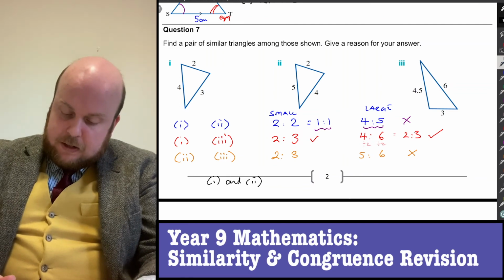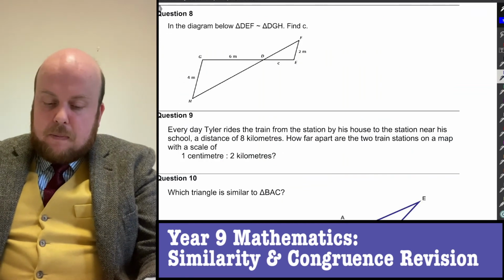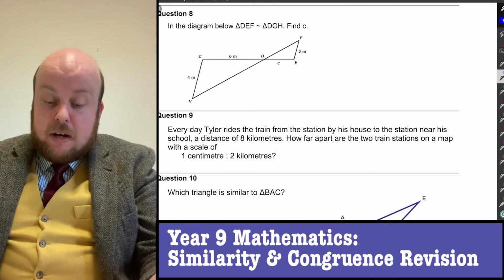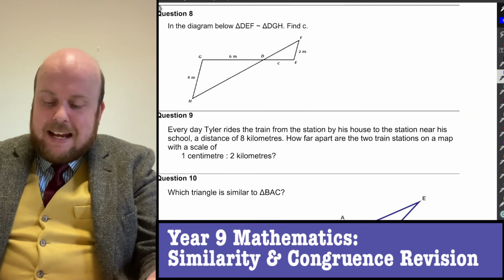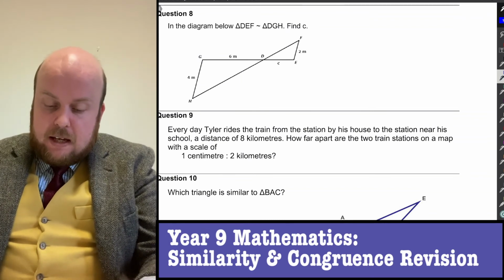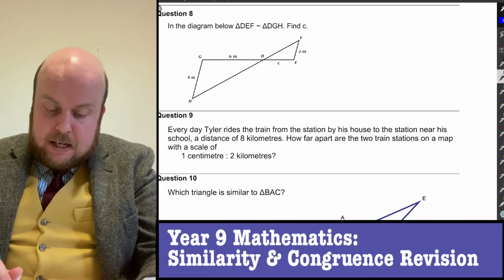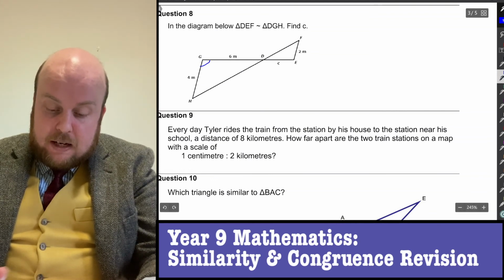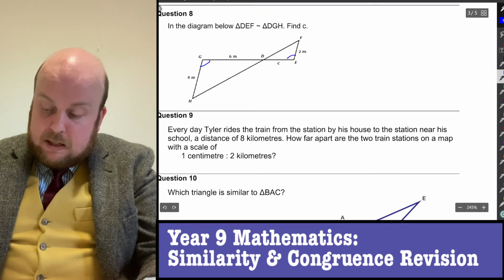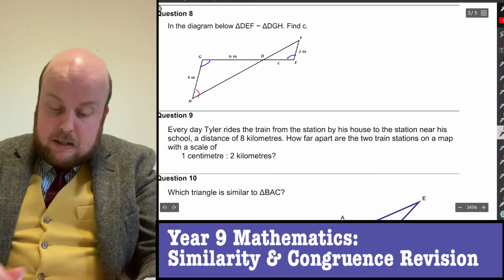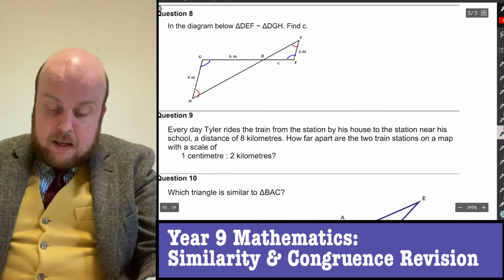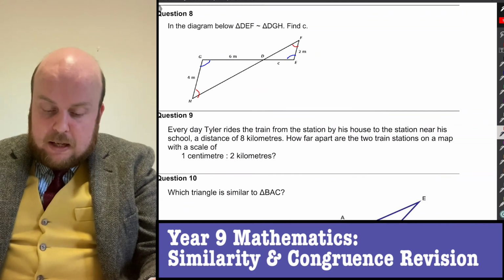So we can say 1 and 2 are similar, and the reason is that their sides are in the same ratio. Question 8. In the diagram below, we've got triangle DEF is similar to DGH, and we need to find C. So we know that DEF is the same as DGH. So this side and that side will be similar. This side and this side are the same.